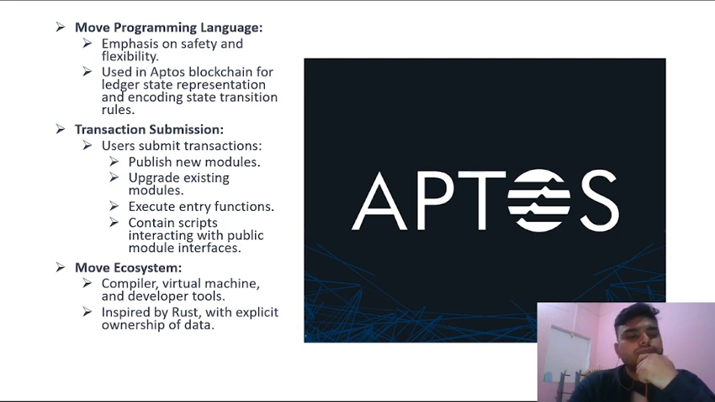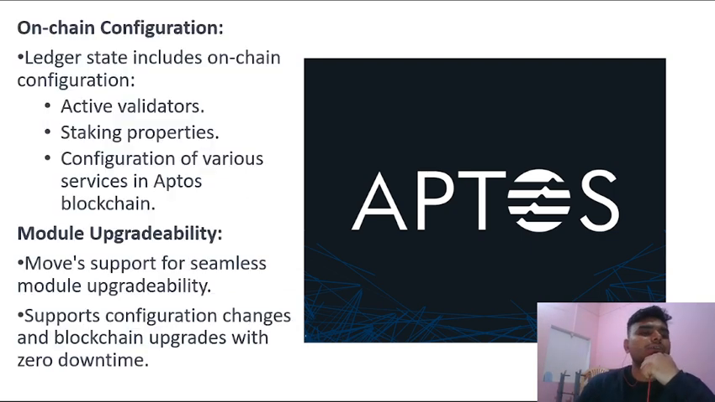But now the Move ecosystem is going for upgradation and maturity in such a manner that there are a lot of compilers, virtual machines and developer tools that can help you build successful applications and production-level code. That is how the Move ecosystem is growing. It is inspired by Rust, with explicit ownership of data, because that data is completely validated by the nodes of the community. So what the communities are building is one extra advantage of the Move ecosystem.